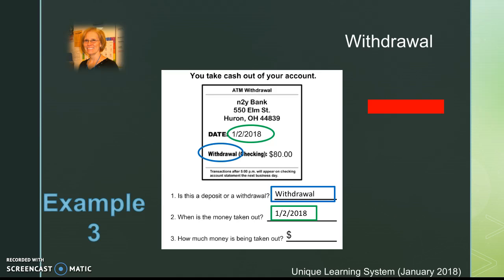Question number 3. How much money is being taken out? Point to the amount of the withdrawal. If you pointed to $80, you are correct. If not, find $80 and point to the information. Circle the amount using your red pencil. Now answer question 3 by writing the amount in red.